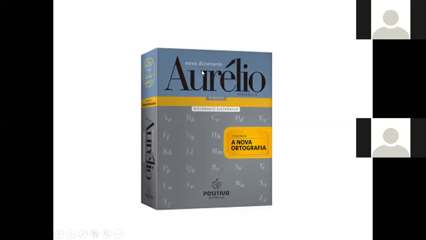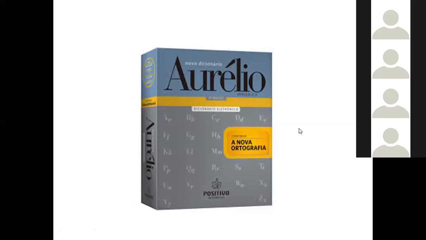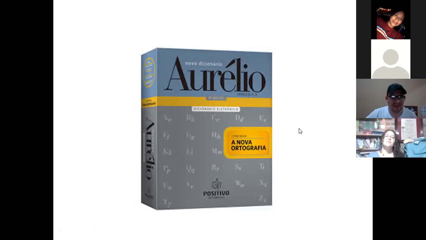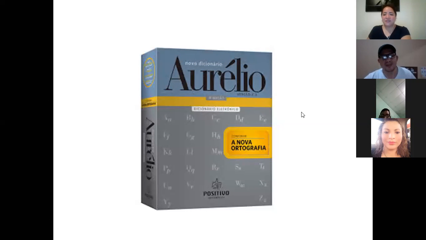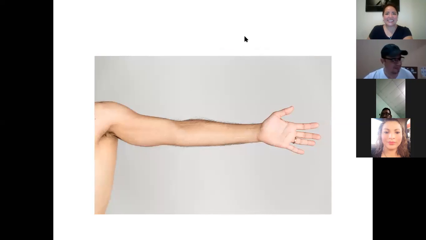But look here at what it says. Aurelio. Dictionary. No, Aurelio, no. Dictionary. In Spanish. Oh, my God. Oh, yes, yes. It's a dictionary. Dictionary. Dictionary. Very good. Roberto Cáceres, this is for you. What's this? Arm. So this is our arm. Excellent.